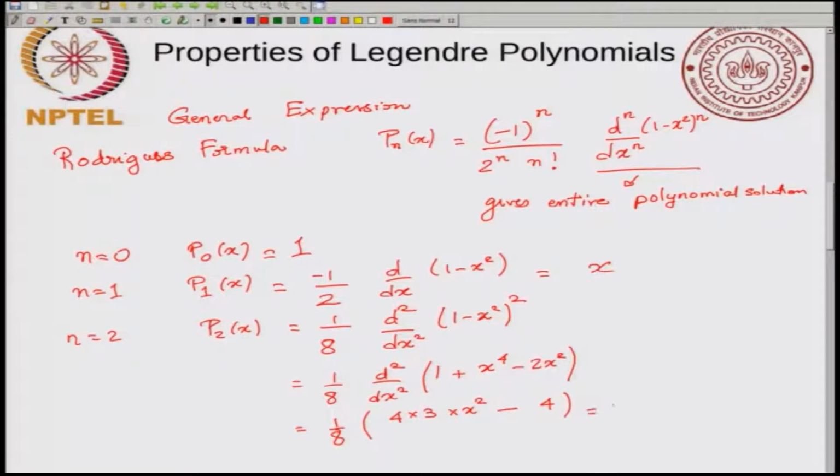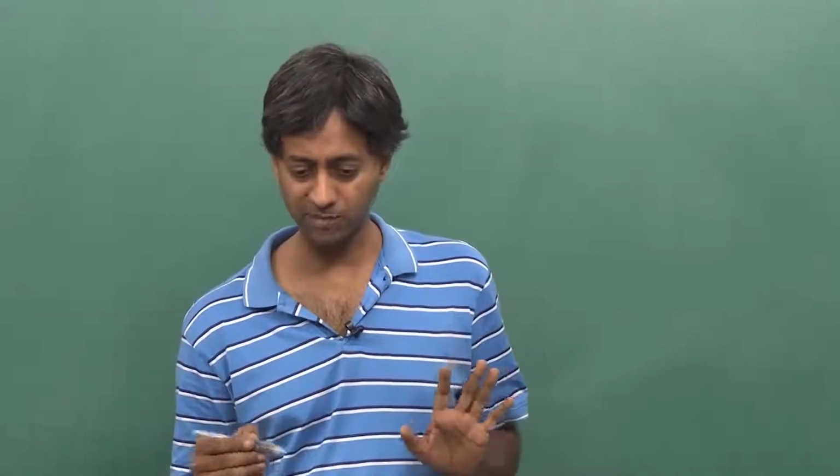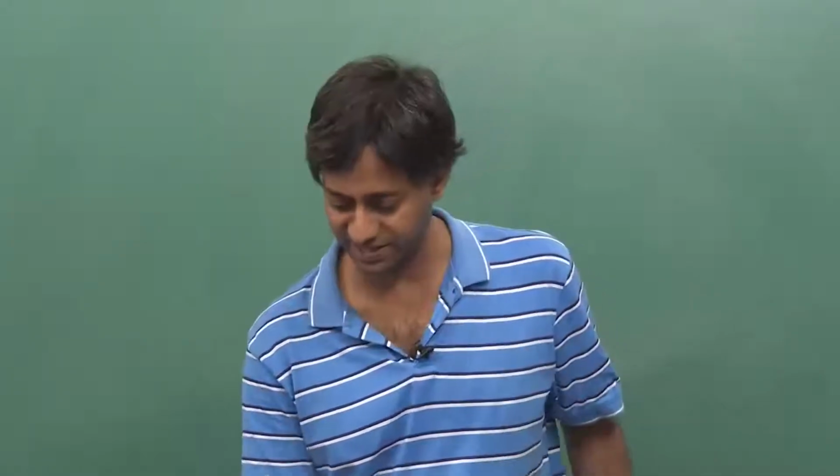So, this is nothing but half of 3x square minus 1, which is exactly what we had earlier. Now, this formula that Rodrigues gave is a very nice formula. It tells you how to generate each of the Legendre polynomials. It's not something that you can derive directly.